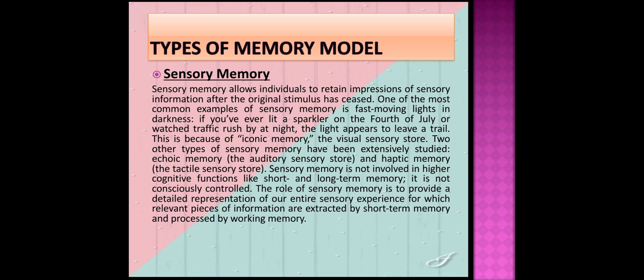The visual sensory store. Two other types of sensory memory have been extensively studied: echoic memory, the auditory sensory store, and haptic memory, the tactile sensory store. Sensory memory is not involved in higher cognitive functions like short and long-term memory. It is not consciously controlled. The role of sensory memory is to provide a detailed representation of our entire sensory experience, for which relevant pieces of information are extracted by short-term memory and processed by working memory.